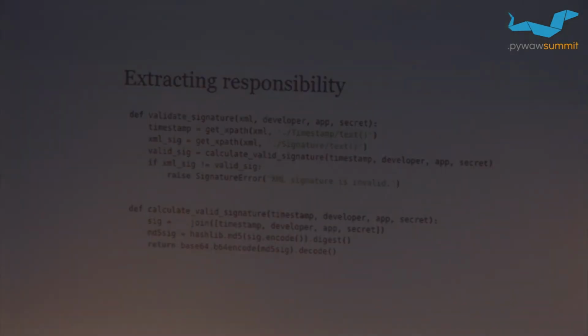We have a function called calculate valid signature. We get rid of this comment. We replaced the comment with a function name. And now the first function, validate signature, is a lot more readable. It just calls this function. You know what it does, but you don't have to know how we calculate the valid signature. And it is not responsible for that. So we can calculate valid signature in many different places in our code, and also it's a lot easier to test because it no longer accepts the XML argument. So in your test, you don't have to pass an XML to it.